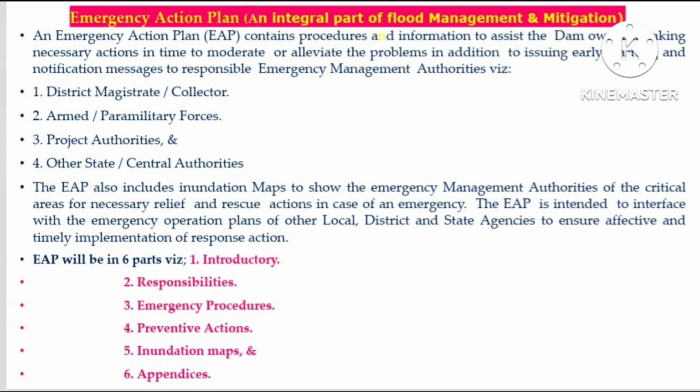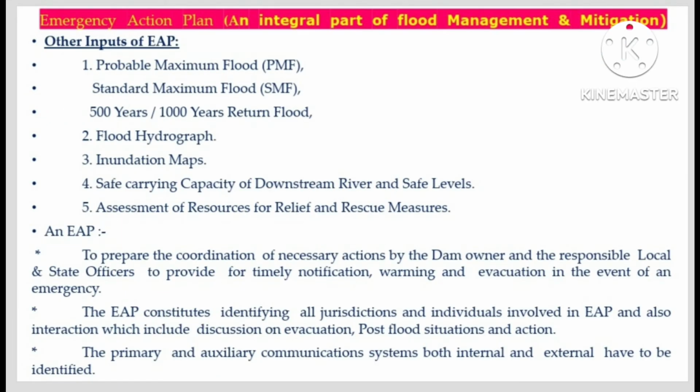Emergency action plan is an integral part of flood management and mitigation. An emergency action plan contains procedures and information to assist the dam owners in taking necessary actions in time to moderate or alleviate the problems, in addition to issuing early warnings and notification messages to responsible emergency management authorities: disaster magistrate or collector, armed or paramilitary forces, project authorities, and other state and central authorities. The EAP also includes inundation maps.